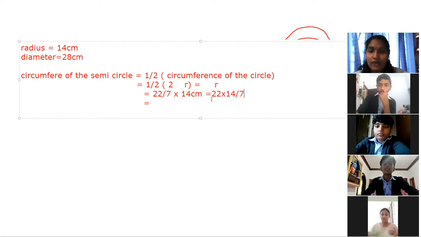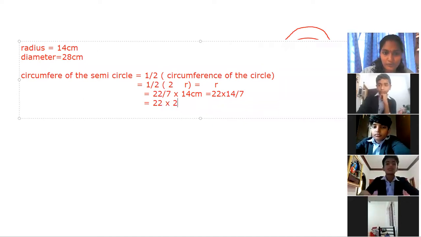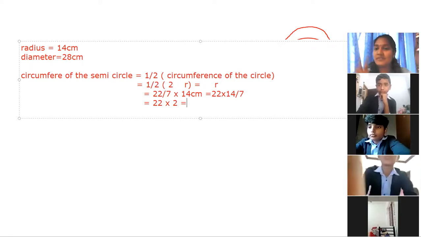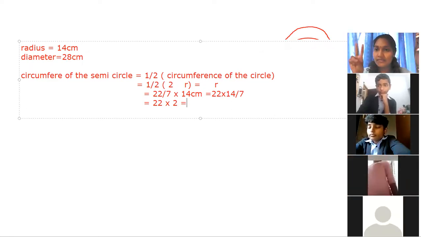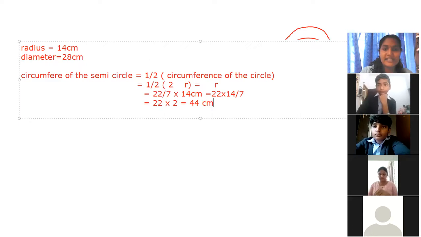How many times does 7 go in 14? Two times. So it will become 22 into 2, right? 14 by 7 will become 2. Then 22 into 2 will become what? 44. 44 centimeter.